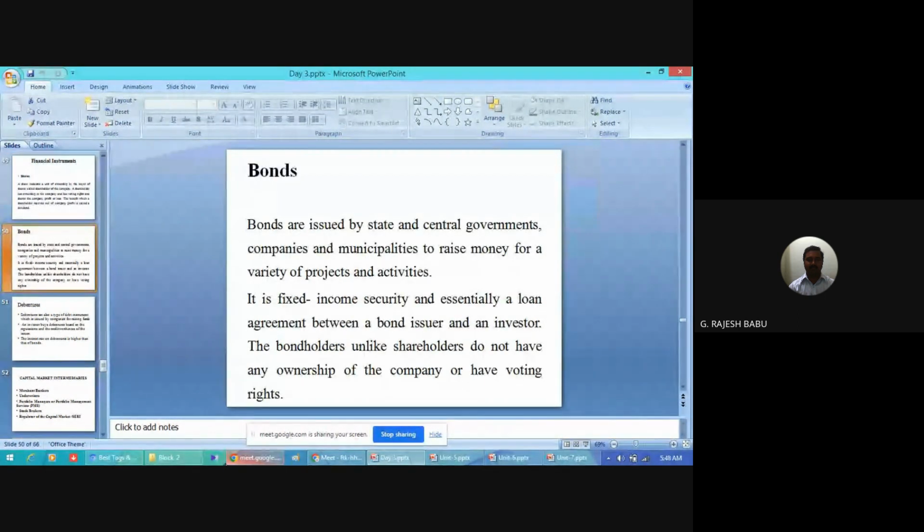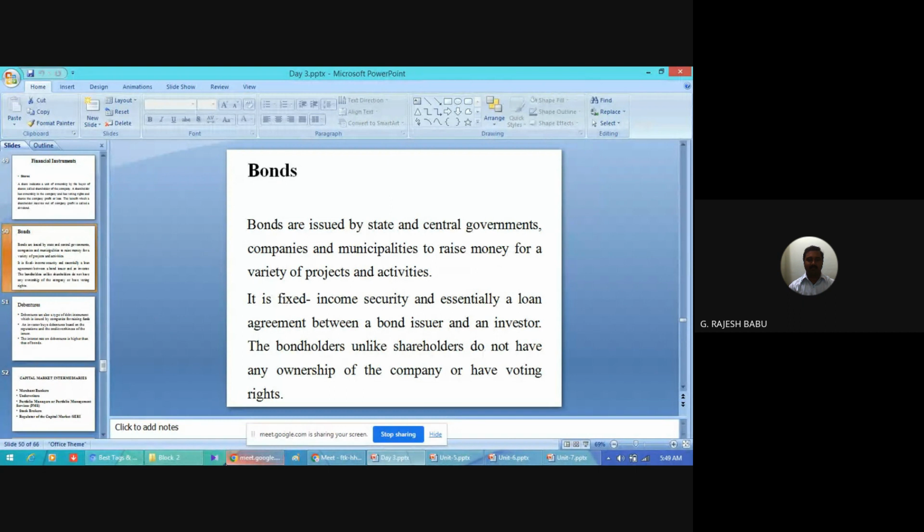Next one, bonds. Bonds are issued by state and central government companies to raise money for a variety of projects and activities. It is a fixed income security and essentially a loan agreement between the bond issuer and investors. The bondholders, unlike shareholders, do not have any ownership of the company or voting rights. It is a debt instrument which entitles the issuer to borrow funds for a period of time at a varied interest rate.